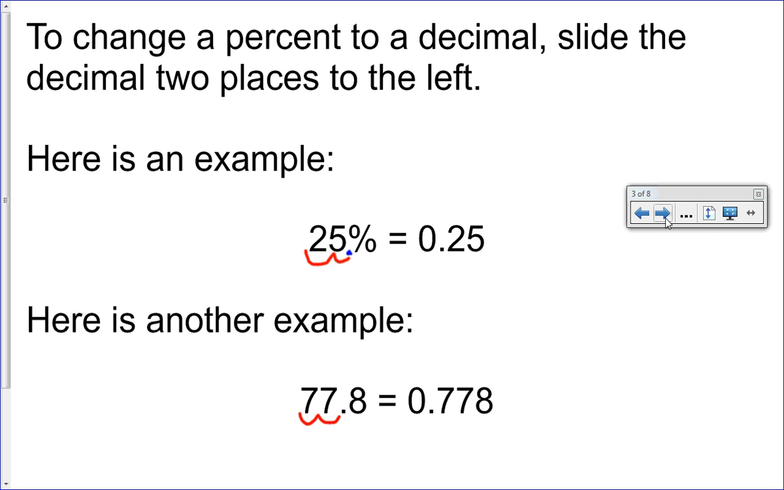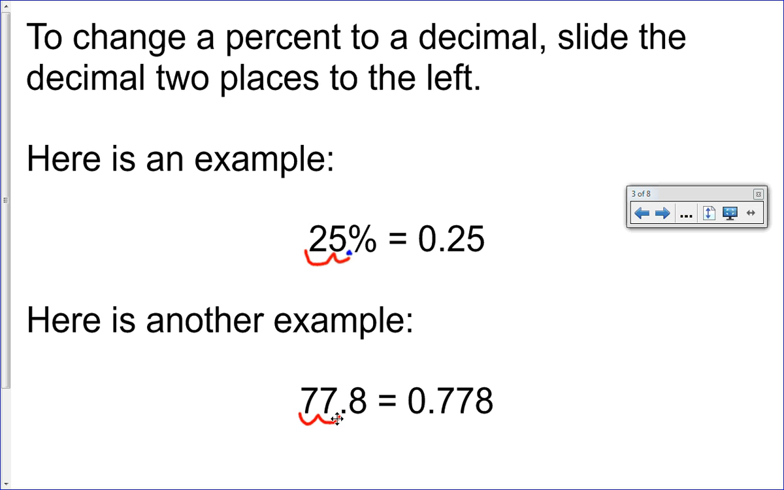To change a percent to a decimal, slide the decimal 2 places to the left. Here is an example. I have 25%, and the decimal starts right after the 5. So if I move it 2 places to the left, I end up with 0.25. Let's look at the second example.